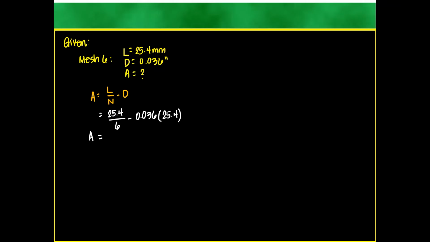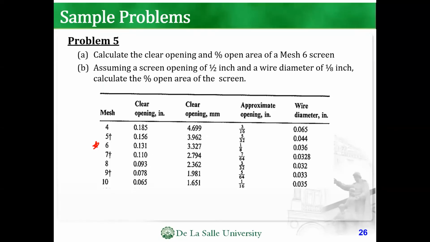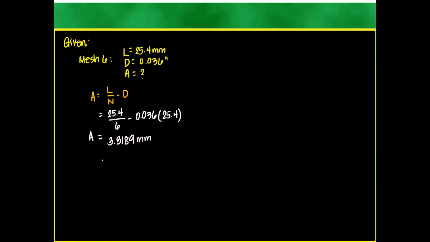What's your answer? 3.3189. And then what's the unit? It should be millimeter. So is it correct that the aperture is 3.32? A bit close, right? 3.32, that's a bit close. So let's solve for the percentage open area.